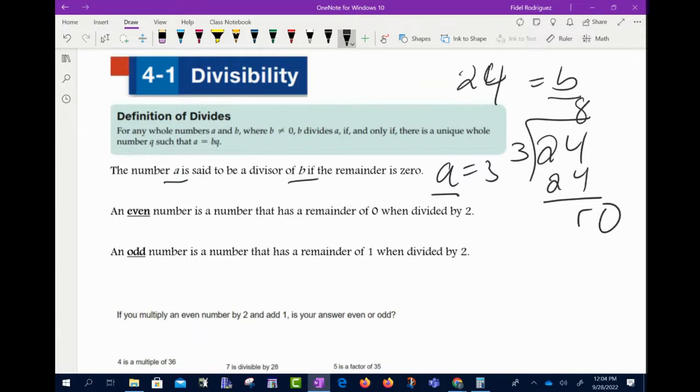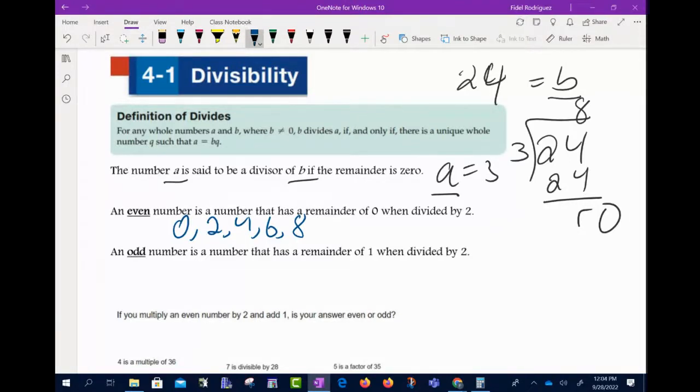Now, the next part here says an even number is a number that has a remainder of 0 when divided by 2. So y'all, I actually took a class called number theory back in the day, and we talked about some of these divisibility tests. One of the things I remember is that even numbers always end in a 0, 2, 4, 6, and 8. They're always going to end in one of those numbers, right? So if it ends in a 0, 2, 4, 6, or 8, then I know it's going to be an even number.